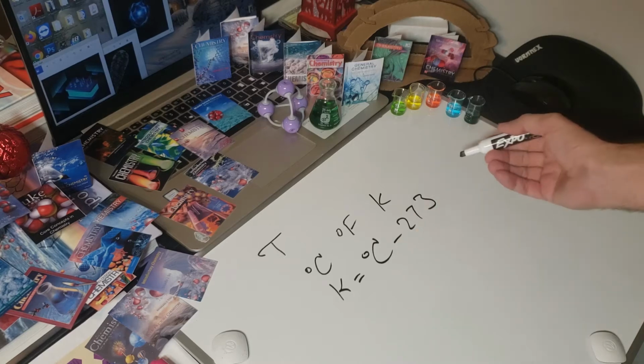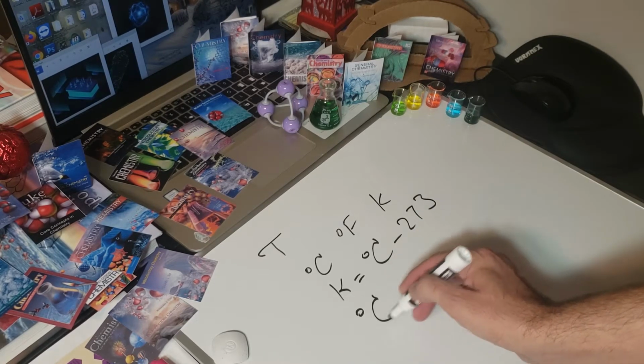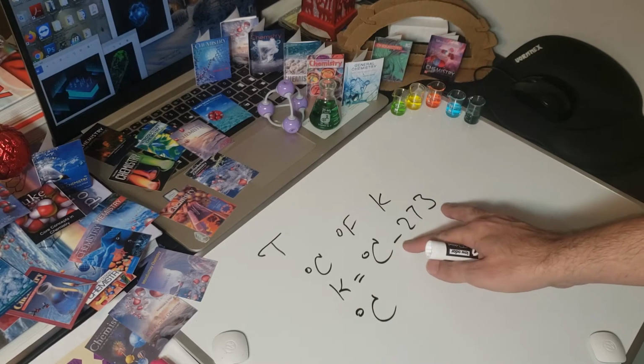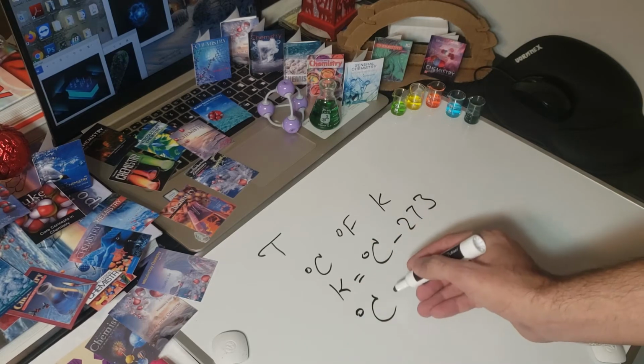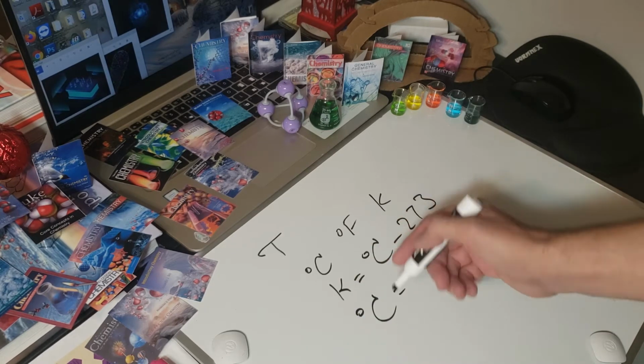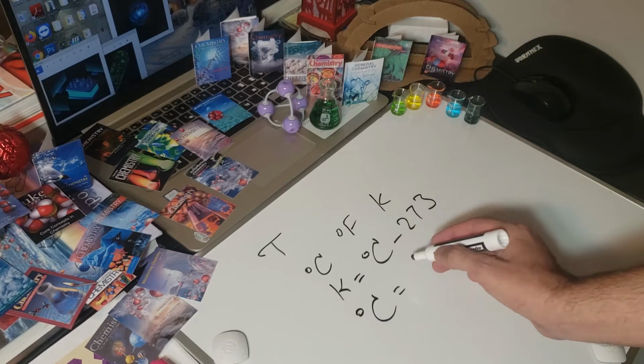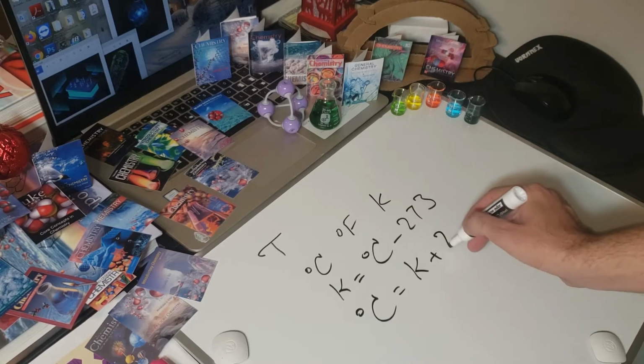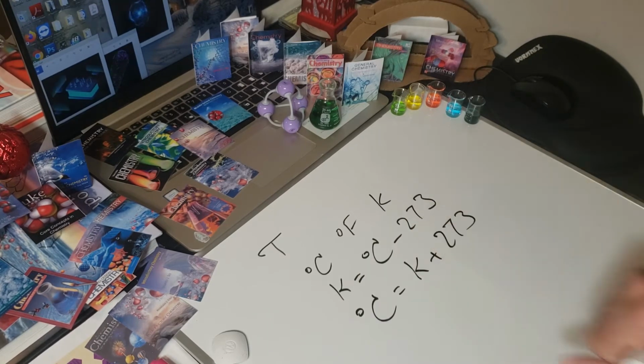And if you want to do the reverse, degree centigrade, then simply you could just move this 273 to the other side, and it's a subtraction and addition, so this plus becomes minus. That always happens when you move terms in subtraction and addition.